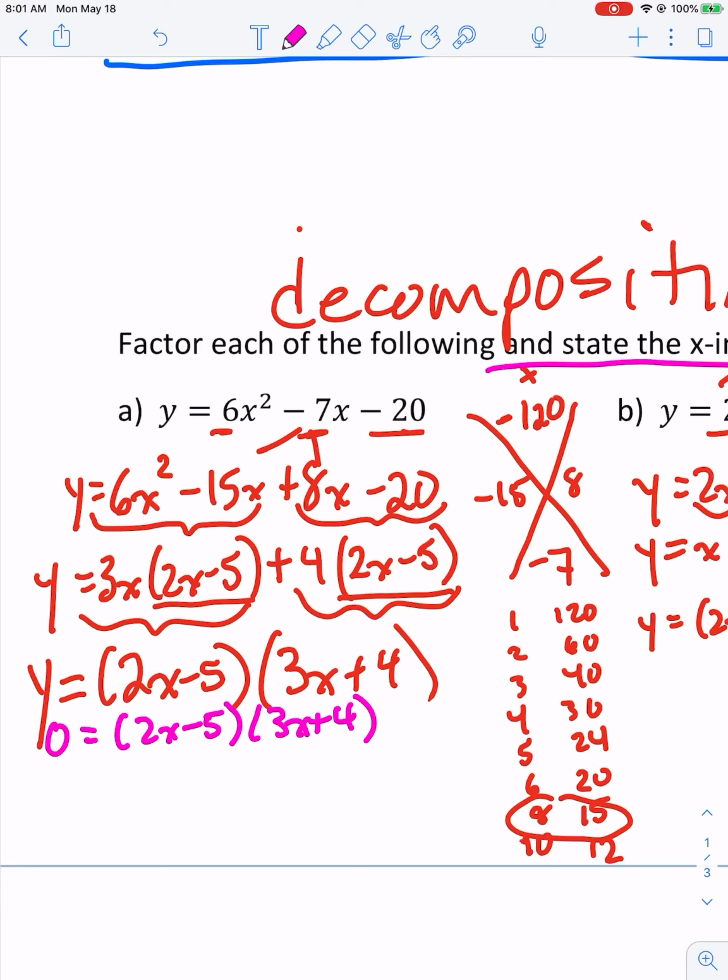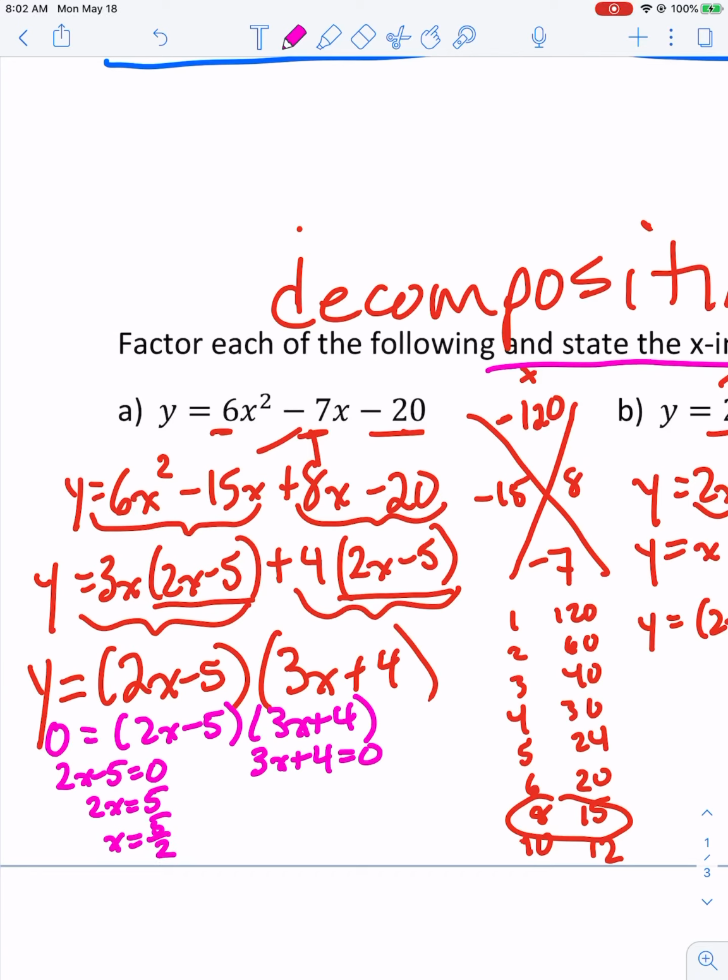Because for the x-intercepts, we let y equal 0. And if that's going to happen, then either 2x minus 5 has to equal 0, or 3x plus 4 has to equal 0. So solving for 2x minus 5 equals 0, the minus 5 comes to the other side. It becomes positive. And then divide both sides by 2, and you get x equals 5 halves.